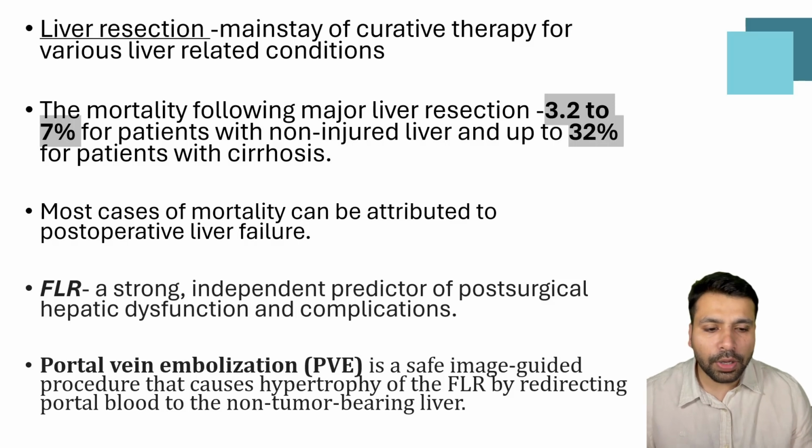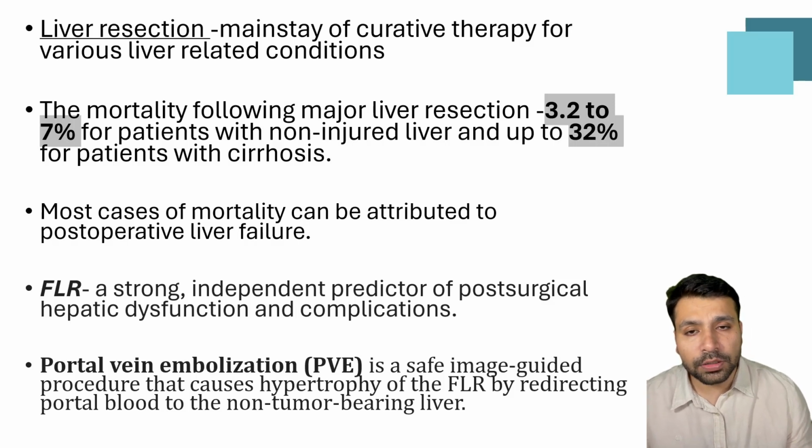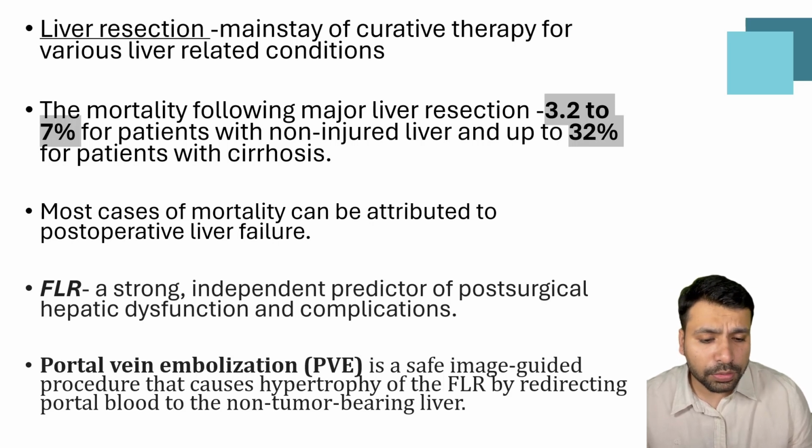Now we all know why. Why do we need these two entities? Because in day-to-day clinical scenarios, we see many patients who are in need of liver resection for various conditions: HCC, CRLM, and major cholangiocarcinomas. And to achieve an R0 resection, they need an extensive liver resection.